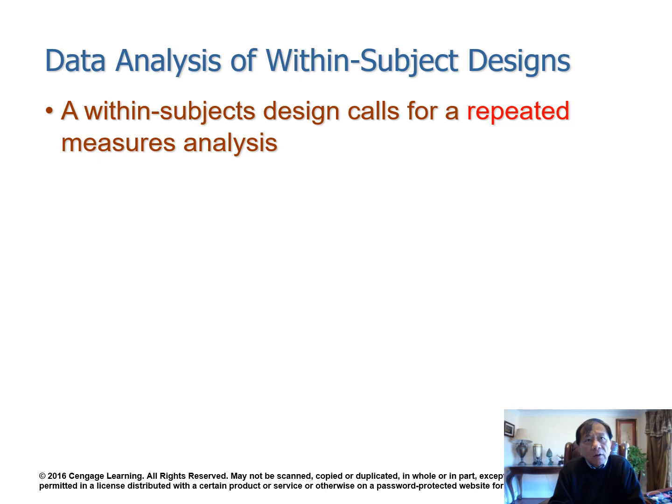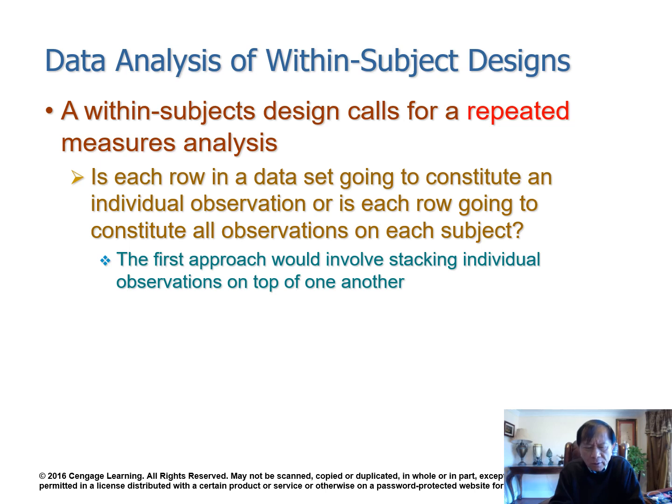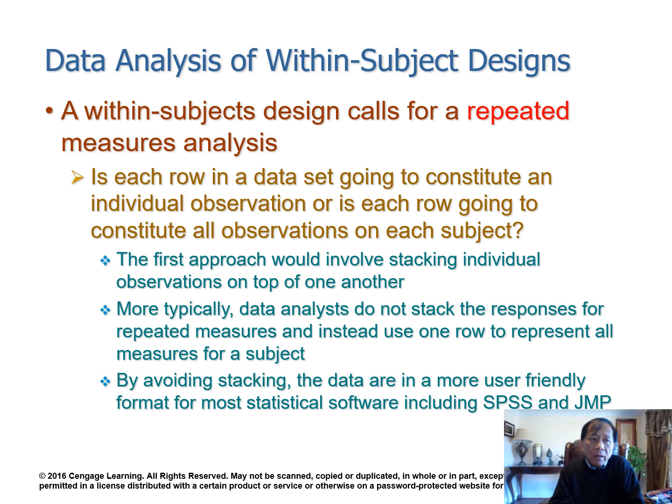Within subject design calls for repeated measures analysis. In one data set layout, each row constitutes an individual observation, whereas in the other, each row constitutes all observations on each subject. There are two approaches here. The first approach would involve stacking individual observations on top of one another. Typically, analysts do not stack the responses for repeated measures, and instead use one row to represent all measures for a subject. By avoiding stacking, the data are in a more user-friendly format for most statistical software, including SPSS.